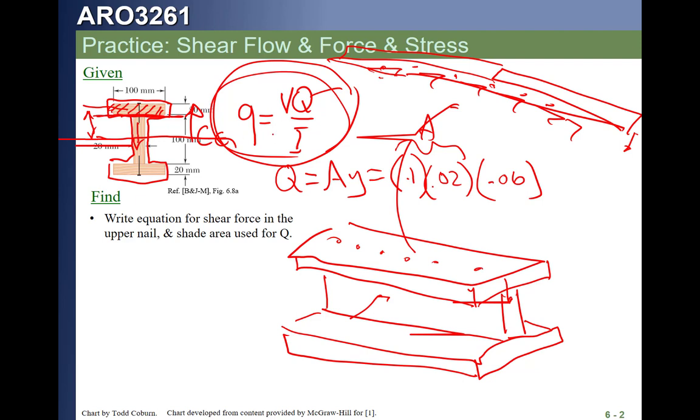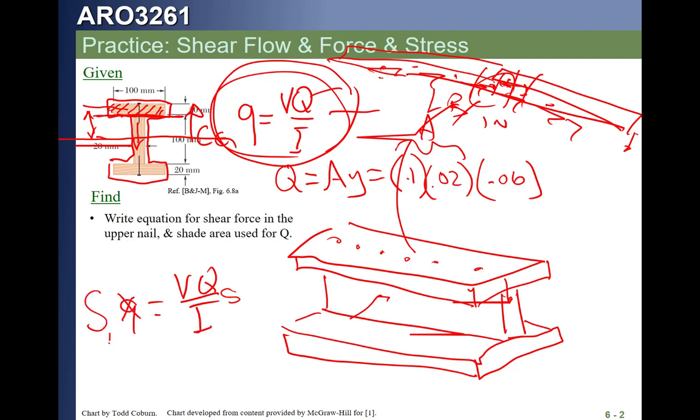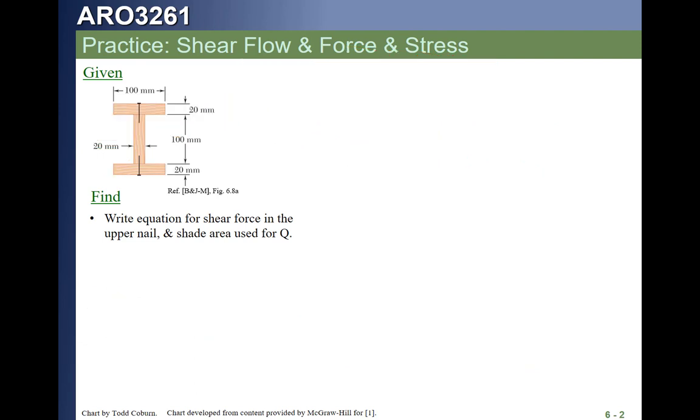So this is going to be the pounds per inch along there, and if we want the total force per nail, we're going to take the VQ over I and multiply by the nail spacing, because half that spacing will feed this nail and half that spacing will feed this nail. So if you multiply by the spacing of the nails, instead of the shear flow, that'll give you the shear per nail. That's how we do this.